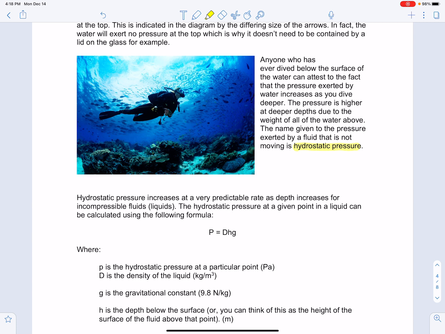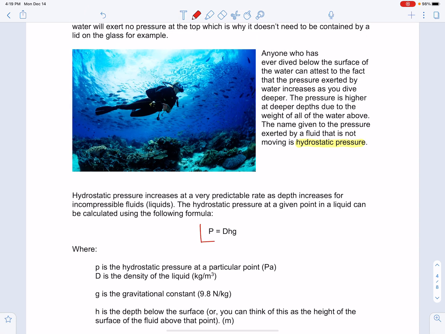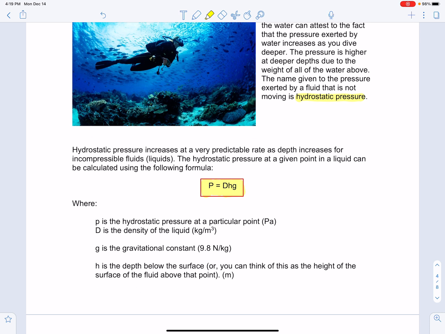The hydrostatic pressure at a given point in a liquid can be calculated using the following formula. P is equal to d h g, where P is the pressure, measured in pascals, d is the density, measured in kilograms per meter cubed, and g is something that we've seen before. g is the gravitational constant. Because if you imagine, as you go deeper down into water, the force of gravity of the water particles gets stronger and stronger. So we're going to be using gravity to help us in our calculations. And h in this equation stands for the height or the depth below the surface.